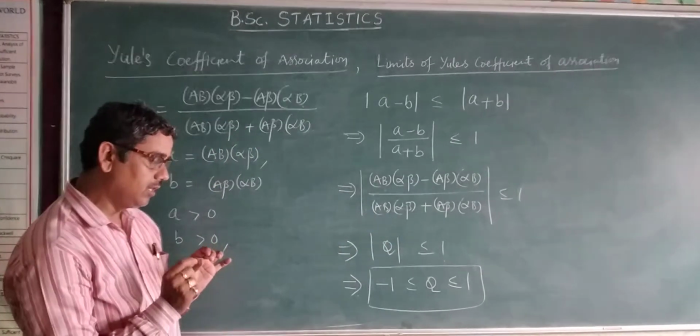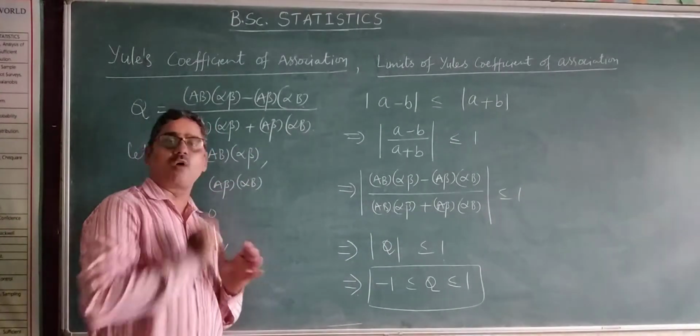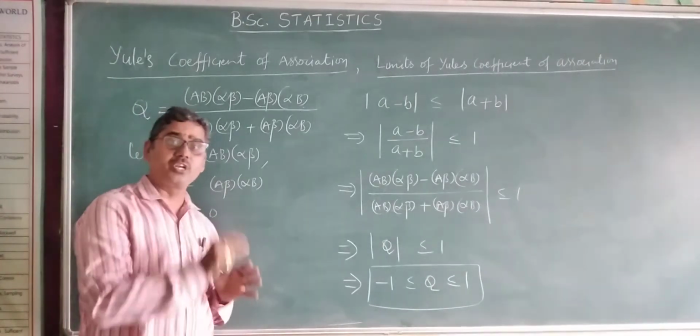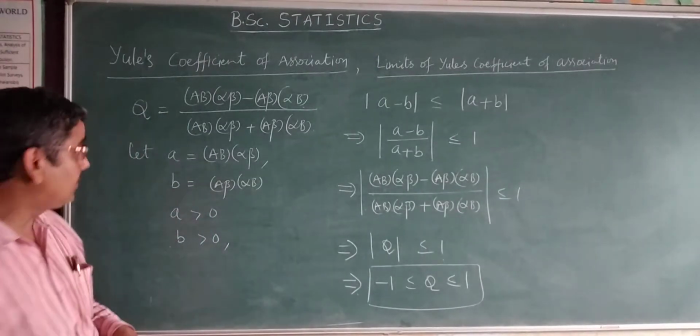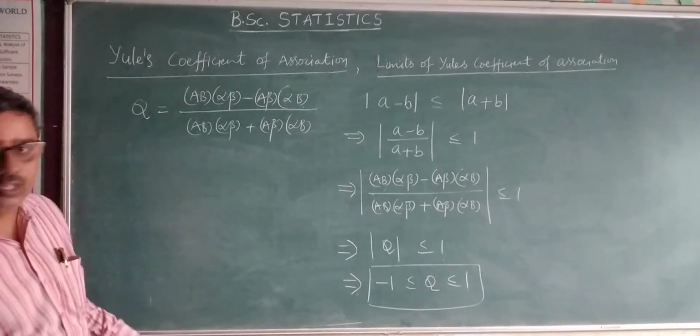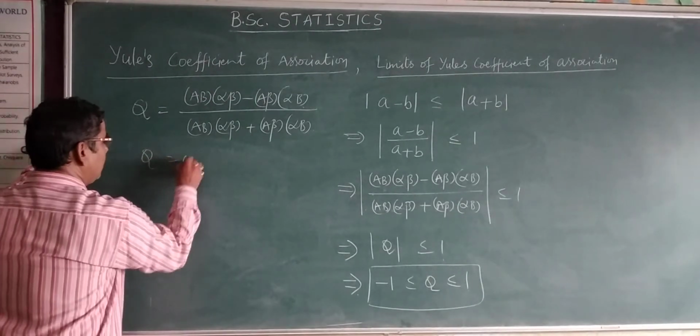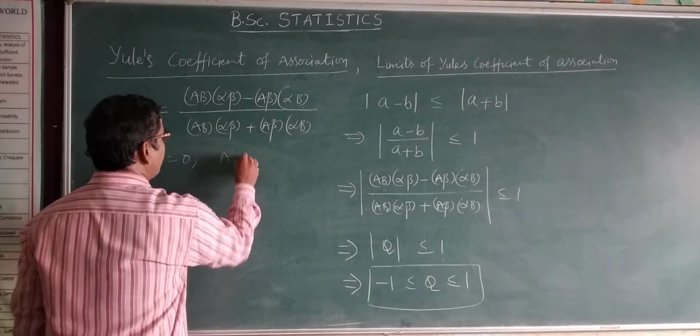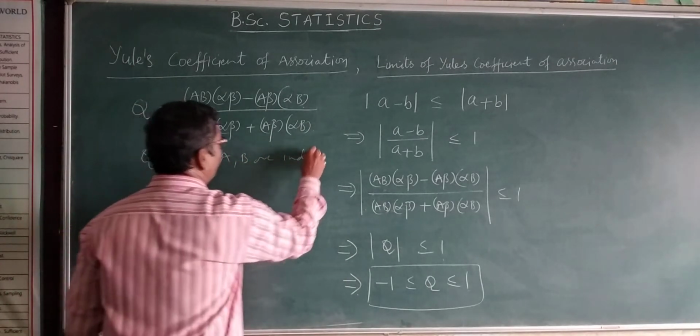Now I discuss 2-3 points. If Q is equal to 0, then the attributes are independent. If Q is equal to 0, then attributes A and B are independent.